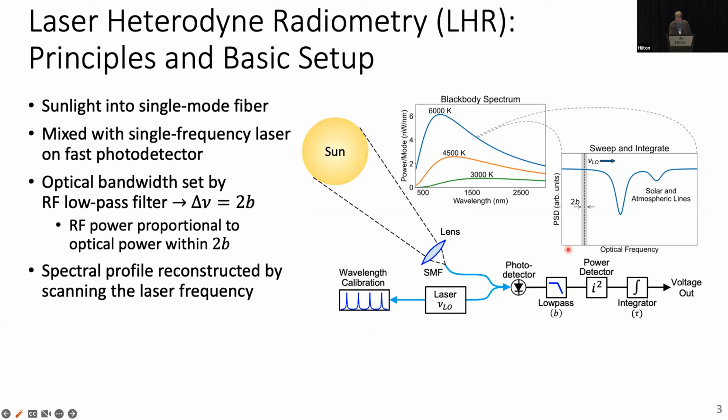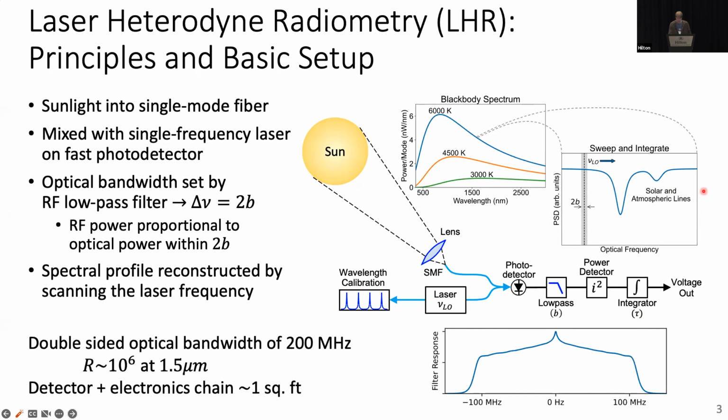Laser heterodyne radiometry achieves high-resolution spectroscopy by mixing, or heterodyning, thermal light with laser light. The heterodyne signal is processed with a low-pass filter, bandwidth B, a square law power detector, and an integrator with averaging time tau, to provide a signal proportional to the power within the optical bandwidth 2B about the laser frequency. The full spectral profile can then be reconstructed by scanning the laser frequency.